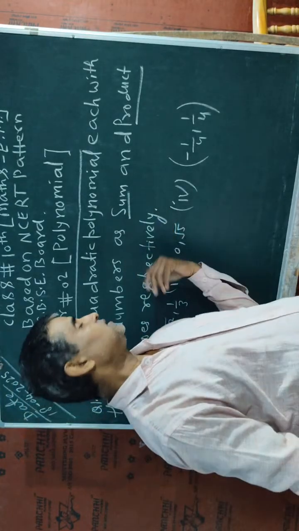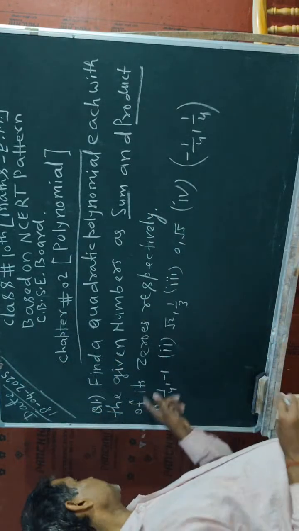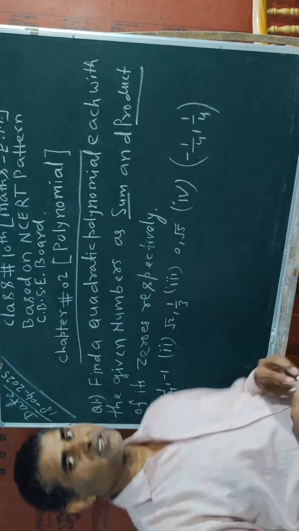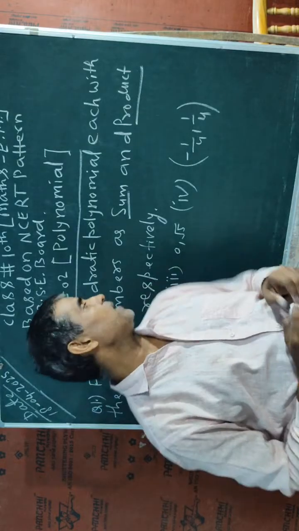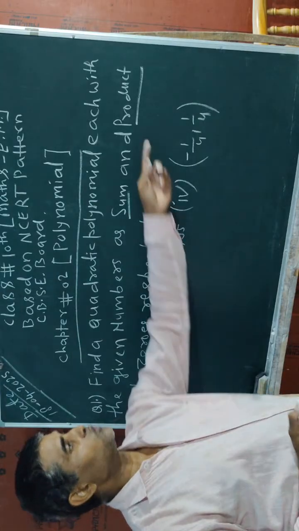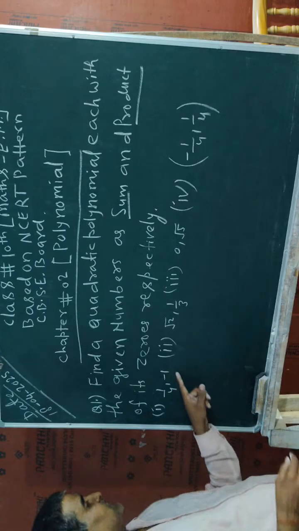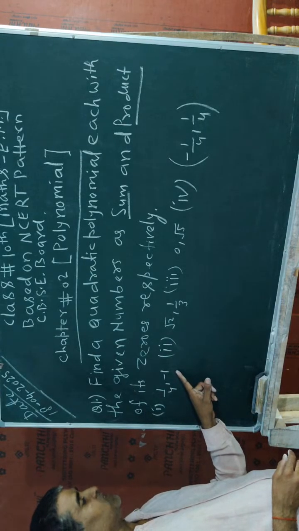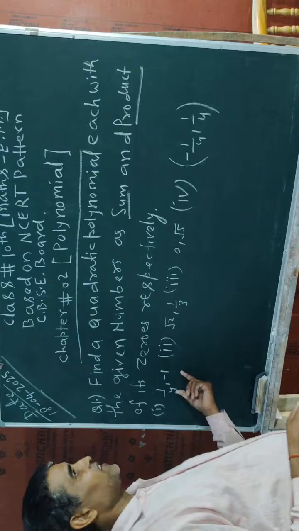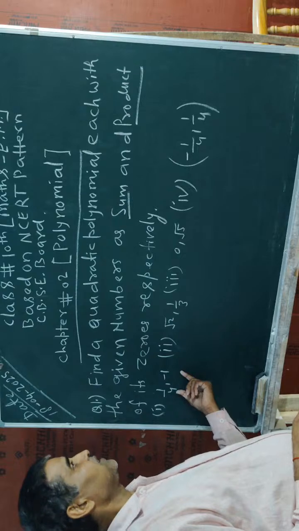As means example, sum and product of its zeros respectively. What is the meaning of respectively? Respectively means क्रमशः. You have to get the sum of the zeros and also the product of the zeros. The first term is the sum of the zeros, and the second term is the product of the zeros. Okay student, and these two values you have to use in the general quadratic polynomial equation. Yes, that you have to explain in the general quadratic polynomial.